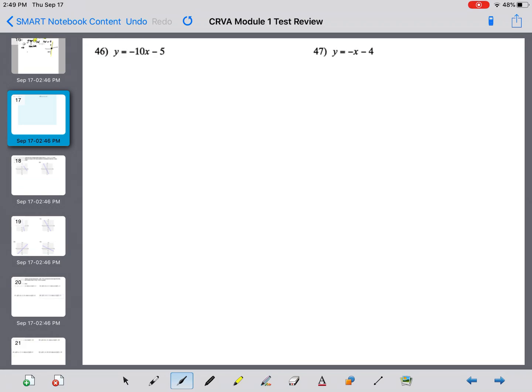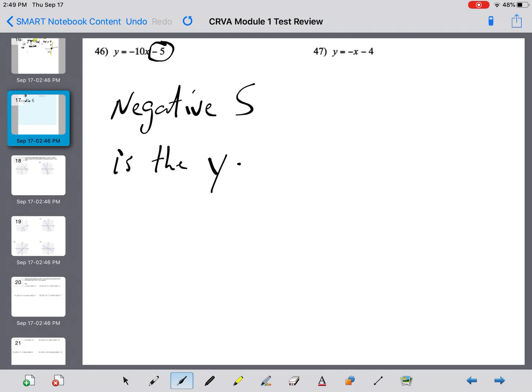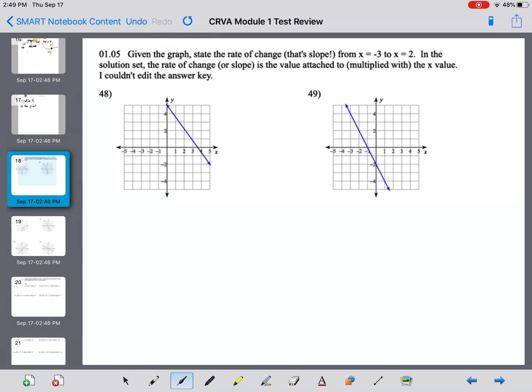Number 46, what number is getting added to the x? Negative 5. And the negative is a big deal. Negative 5 is the y-intercept. It's not the same as positive 5. That would not be correct.